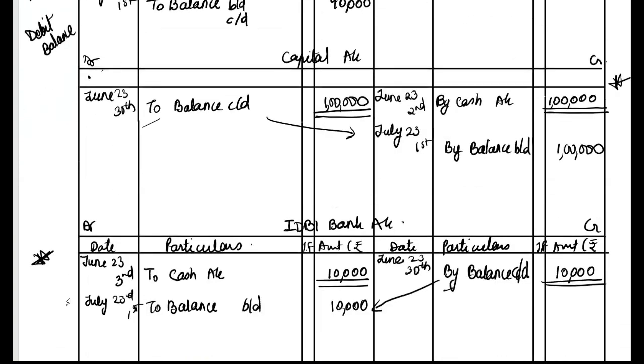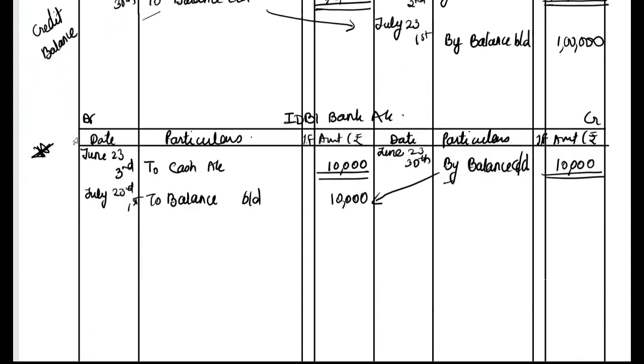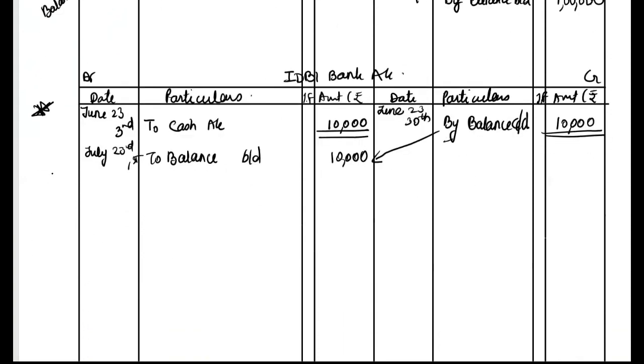Capital account, the credit side is more. So it has a credit balance. And third is the IDBI bank account. In the IDBI bank account, if you see, the debit side is more, and on the credit side there was nothing. So it has a debit balance. So whichever side is more, the ledger account will have that particular balance. So if I have to say balance, that means whatever is more, which side is more.